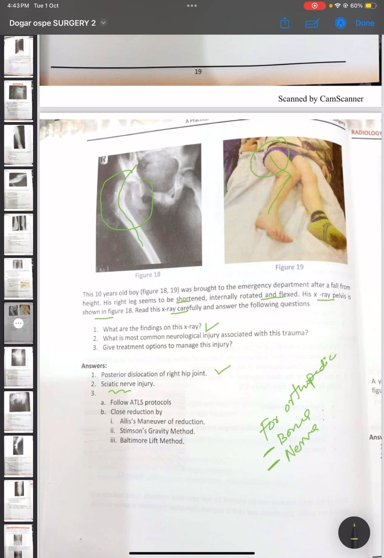Okay, sciatic nerve injury. Give treatment options to manage this injury. Follow ATLS protocols. Closed reductions by Allis maneuver of reduction, Stimson's gravity method, and Baltimore lift method. Okay, these are the methods through which this deformity can be treated.